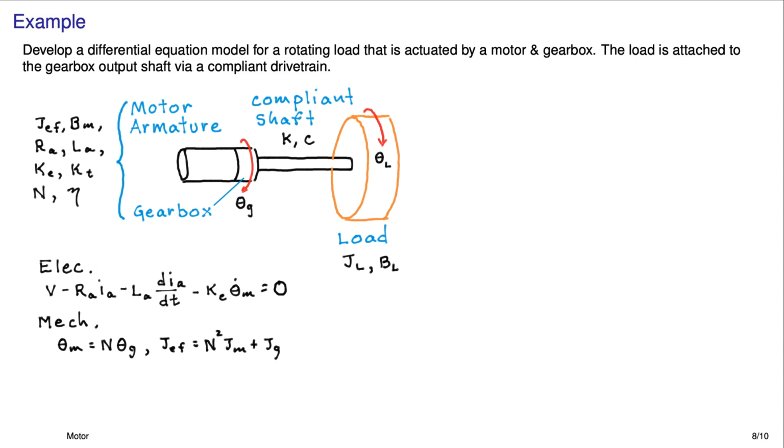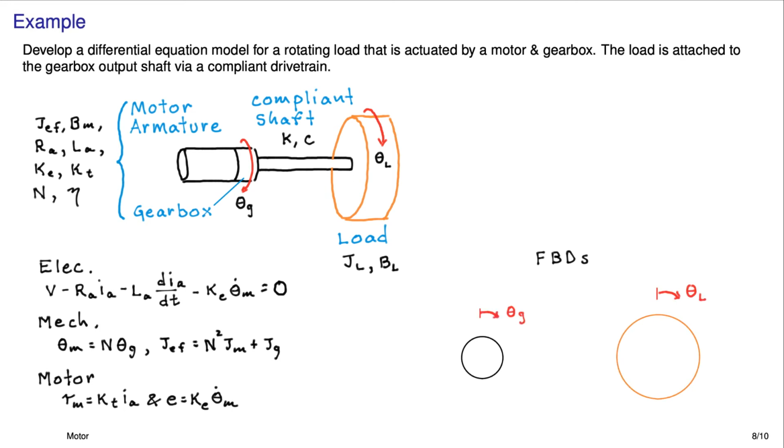And we have our old buddy here, the effective inertia. And here's our two motor equations, tau M and the back EMF, just equal to these constants times armature current and the spin rate of the motor armature.